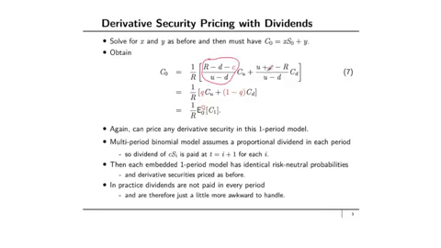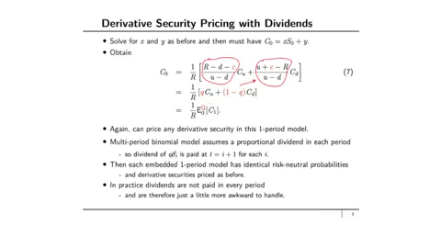1 minus q is equal to (u plus c minus R) divided by (u minus d), and that's that term there. So again, when the security pays a proportional dividend, we can still construct a replicating strategy, and we can compute the price of a derivative security as the discounted expected terminal payoff of the derivative security using these risk-neutral probabilities. Okay. In the multi-period binomial model, we can assume a proportional dividend is paid in each period.